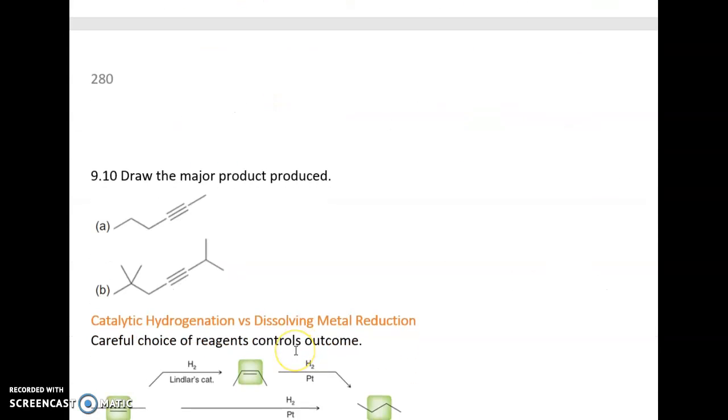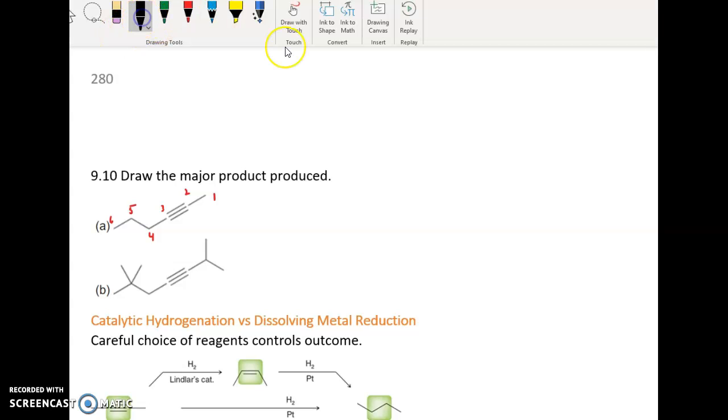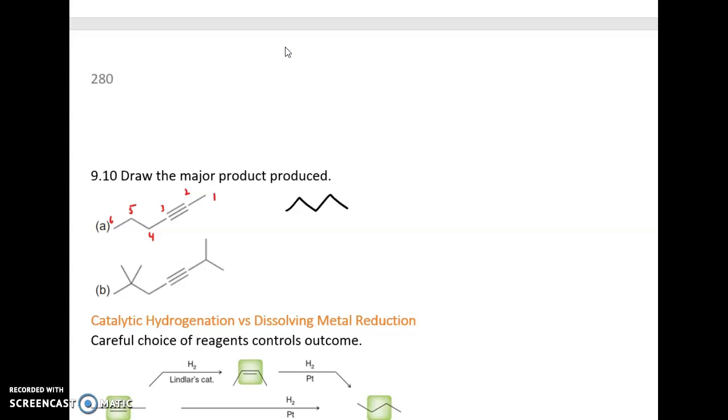So let's look at some examples. We'll draw the major products produced. Again, you're going to find me numbering the carbons because it's really easy to lose track. You should have a 6 carbon figure when we get done, if we did it right. So it's going to look like that. We know that the double bond is going to be between the second and the third. So it's going to be here, and it's going to be trans, because we treated it with sodium in liquid ammonia.